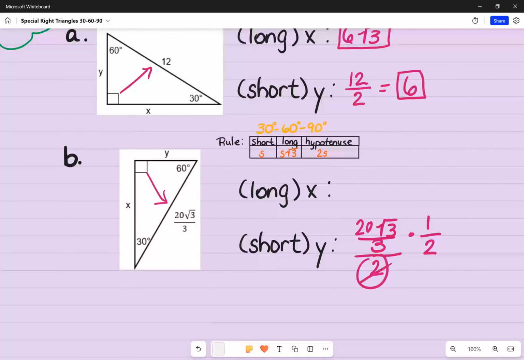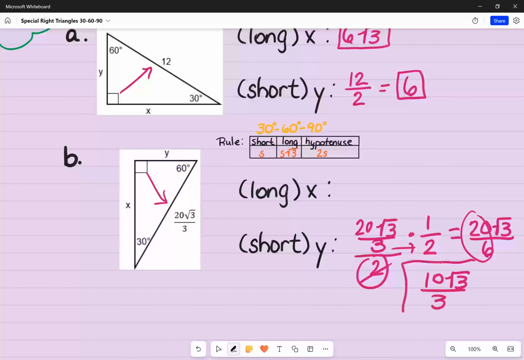Once I simplify this, I end up with 20 root 3 over 3 times 2, which is 6. Well, I see that I can further simplify the 20 and the 6 by dividing both by 2, which leaves me with 10 root 3 all over 3. So this is my s in the formula for my short side.